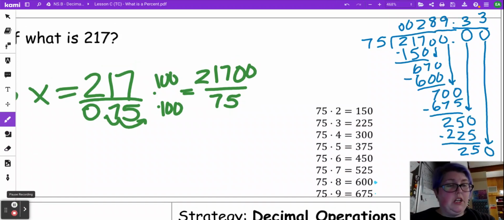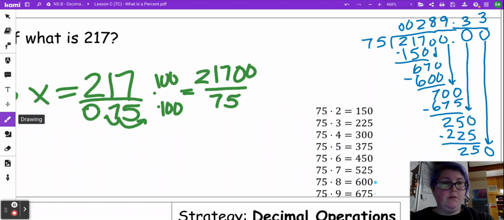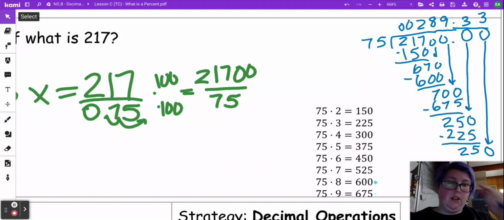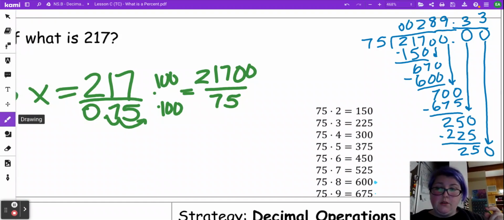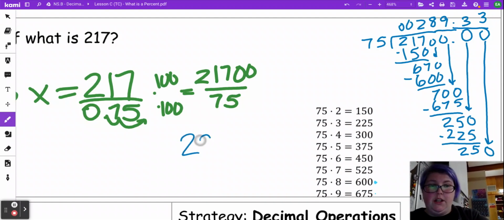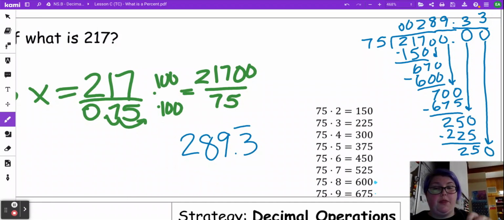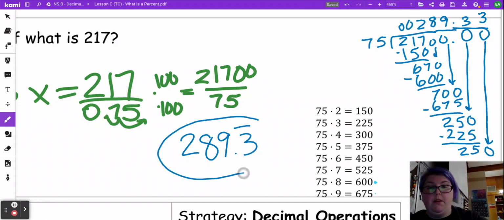All right, so here is the completed long division. You'll notice we're starting to get into the same pattern that every single time that I do my long division, my decimal is always going to be 3. So the answer to this problem is 289 with 3/10 repeating. Don't forget to put that bar over the top.